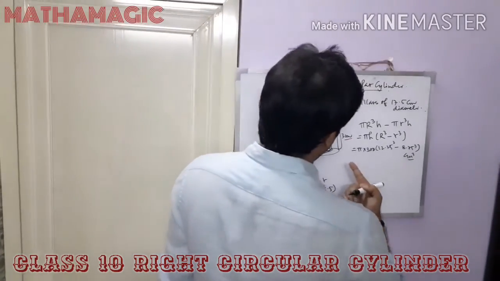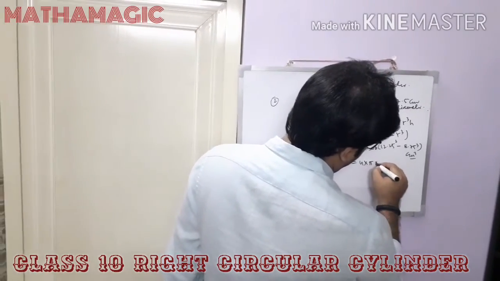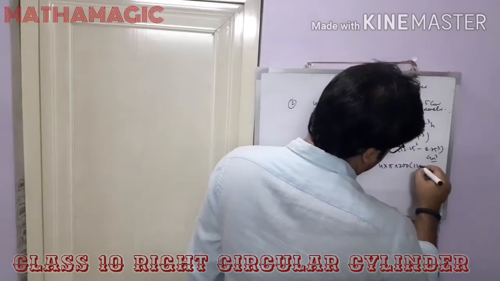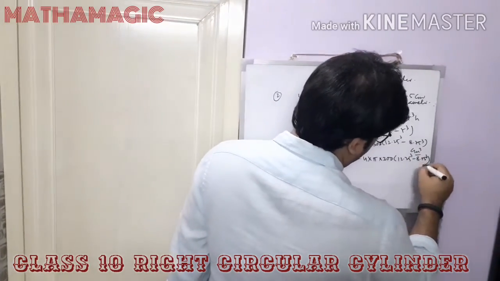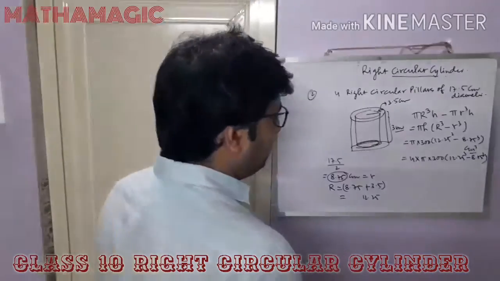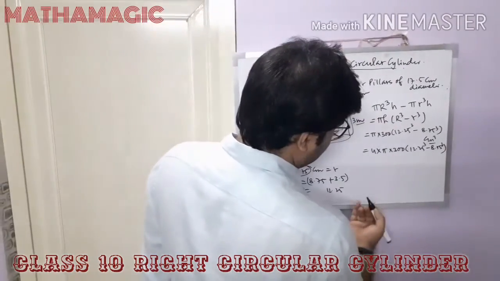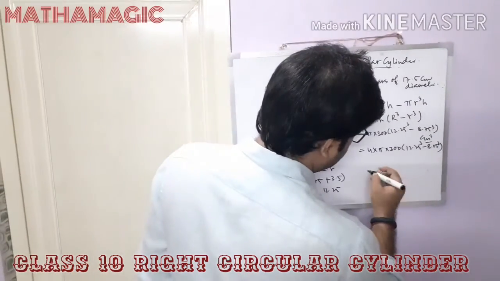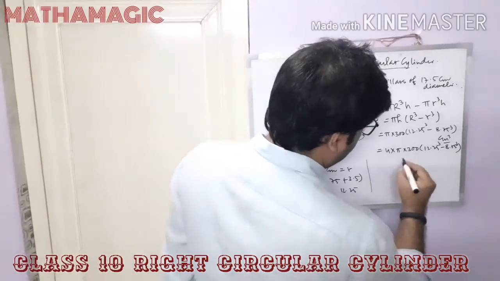Now we have 4 such pillars, so we have to multiply it by 4. If we multiply it by 4, then we will get the exact value. Now we have to also convert it into cubic decimeter. We know that in order to convert centimeter cube into decimeter cube, it is very simple. I hope all of you know, but still I am repeating the procedure.